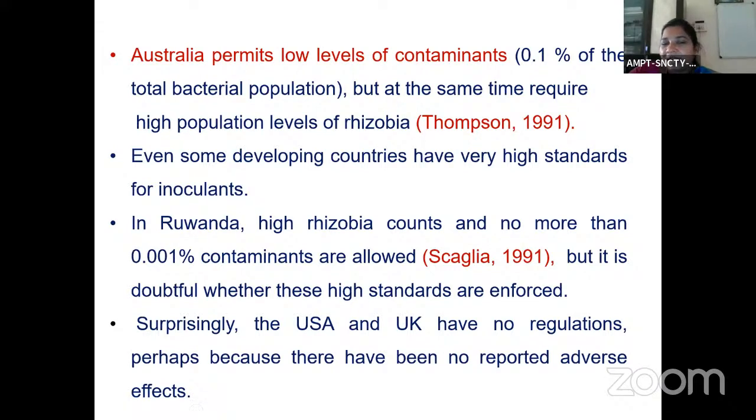Even some developed countries have very high standards for inoculants. In Rwanda, if you see the population, they maintain pure conditions. Only 0.001% of contaminants are allowed. But it is doubtful whether these high standards are enforced or not. We are unable to get the information.